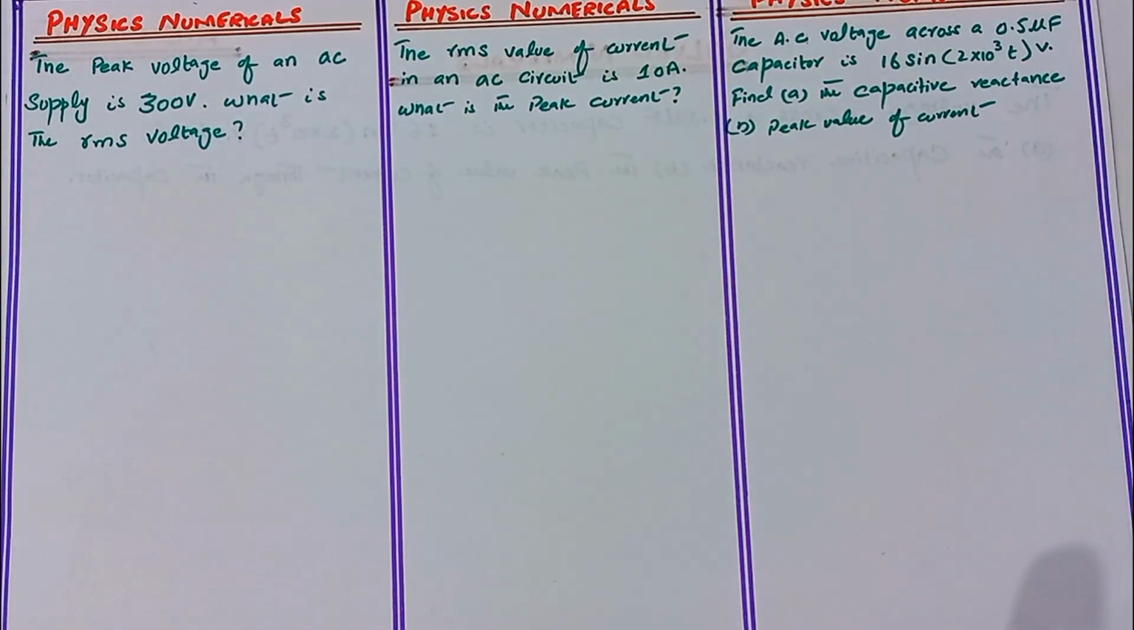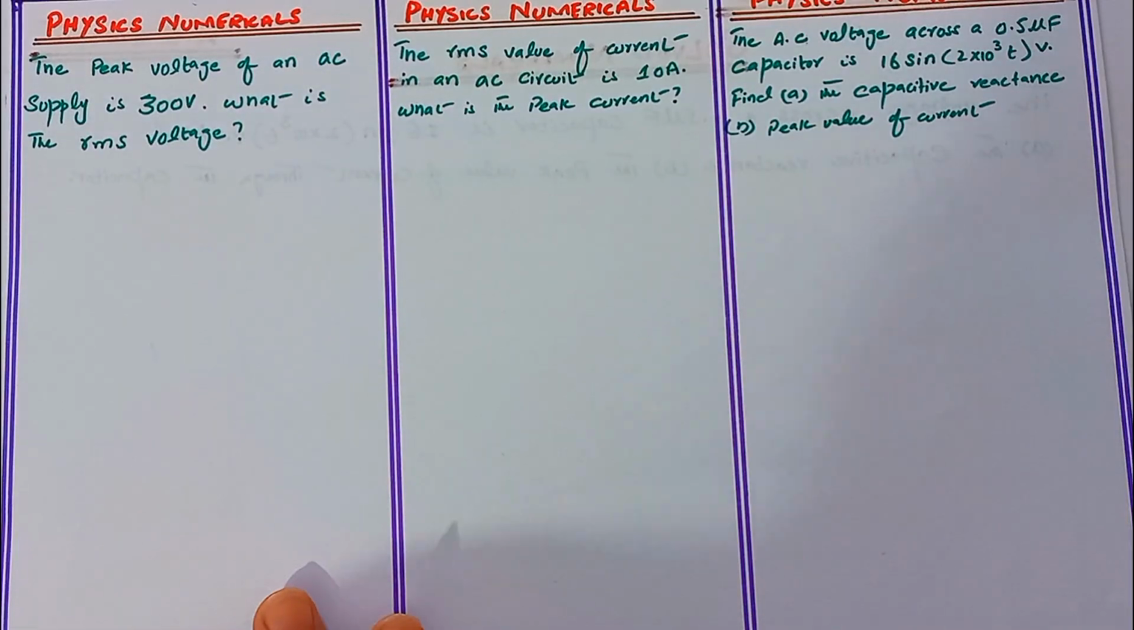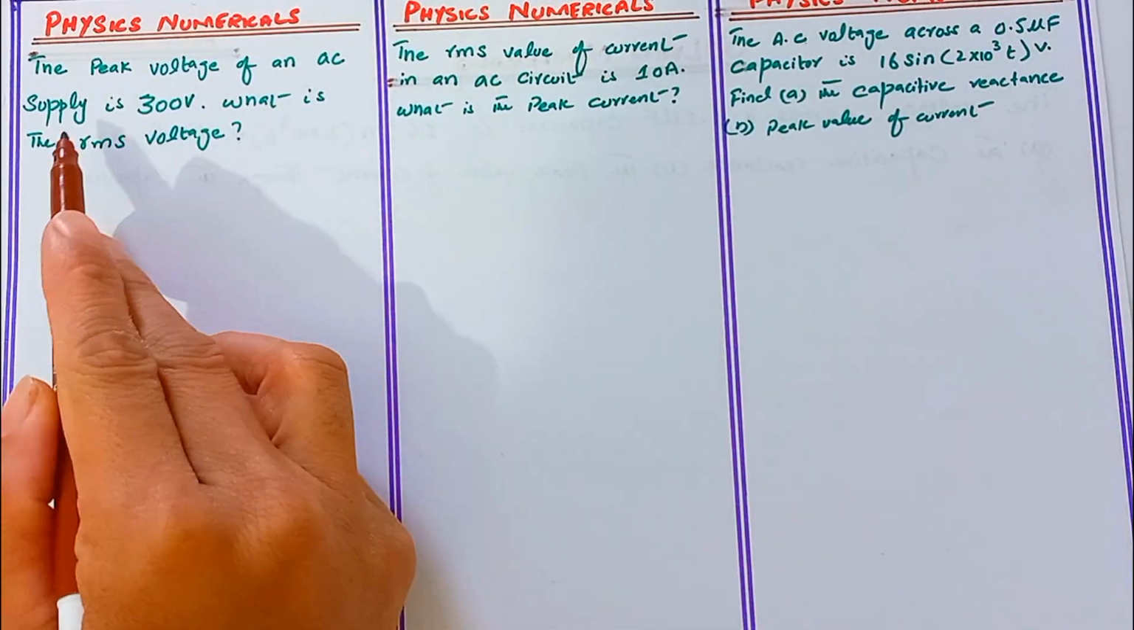Assalamualaikum. Today we discuss the topic physics numericals related to the chapter AC circuit. The first numerical that we discuss is: the peak voltage of an AC supply is 300 volt.